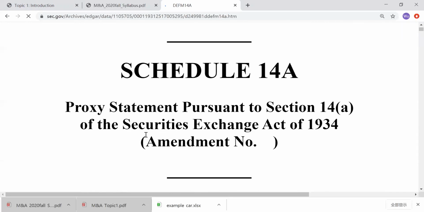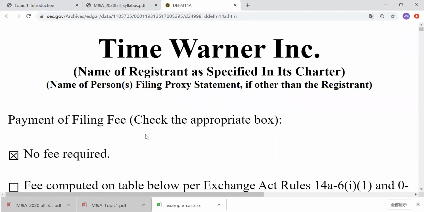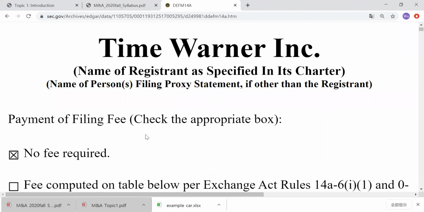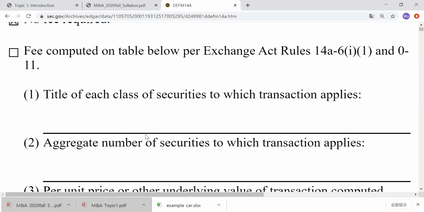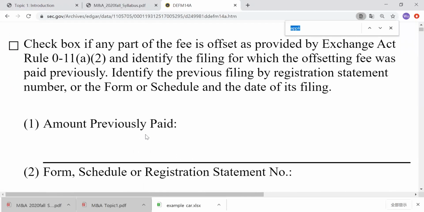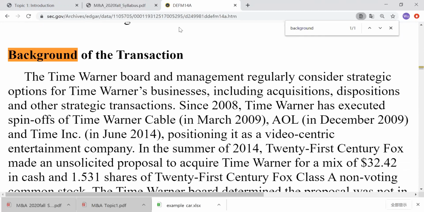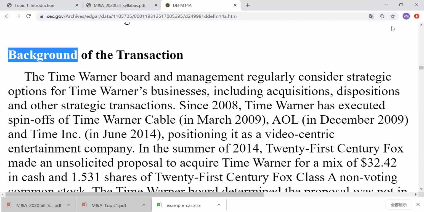Usually, after two companies announce a merger, they need to file this document with the SEC. This document records every single detail of the merger: the price, the terms, and the background of the transaction. Let's look at the background of the transaction. This filing is called the Definitive Merger Agreement, 14A. Basically, it documents every single detail of this transaction.